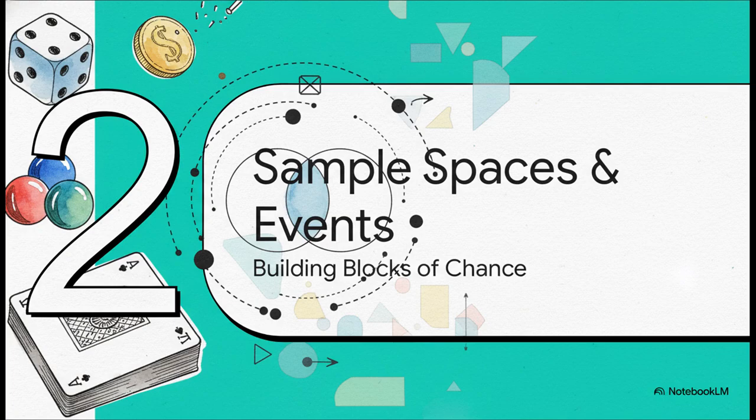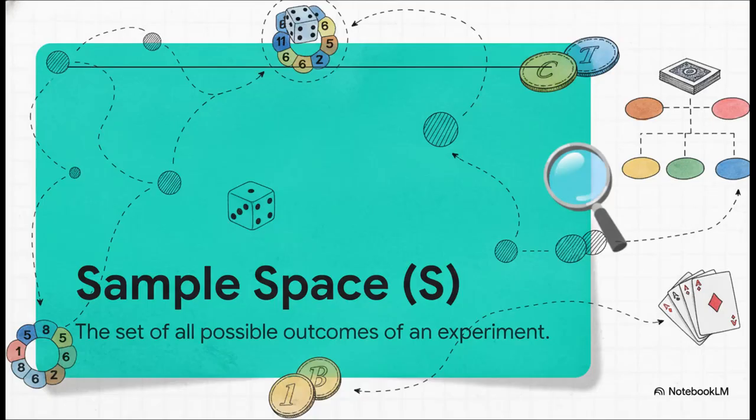Okay, we've got the rules down. Now we need the tools of the trade. To actually start calculating probabilities, we need to get comfortable with 2 key building blocks, the sample space and the event. First up is the sample space. We usually just call it S.